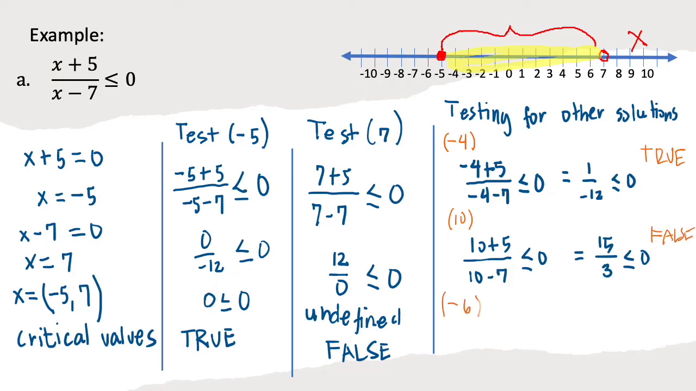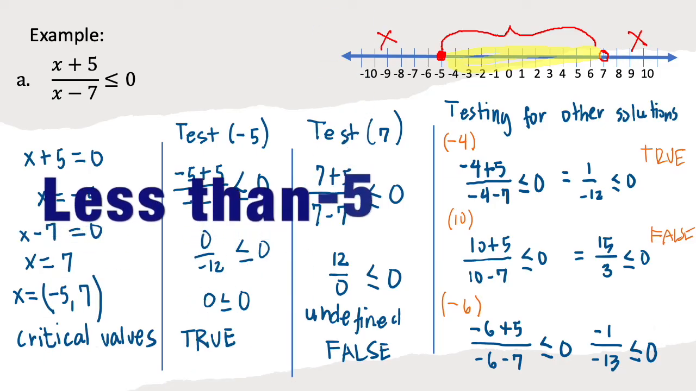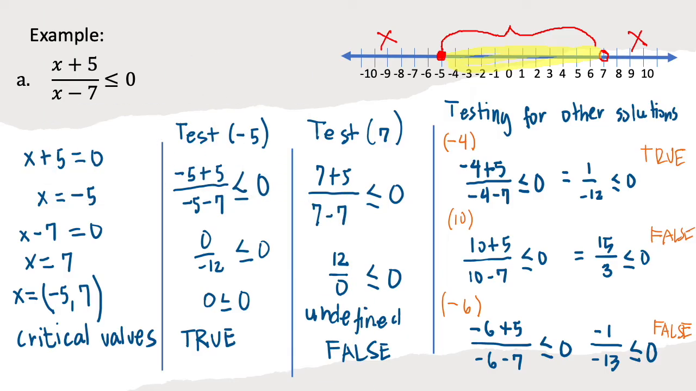And then lastly, let's check this one. Negative 6. So any number from negative 5 down to negative infinity, is it included in our solution? So we have negative 1 over negative 13. That gives us a positive. A positive number is not less than 0. Therefore, any number that is less than negative 5 is not a solution. So this is also false.